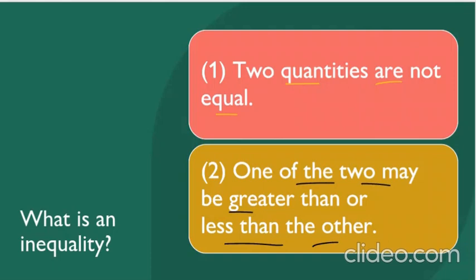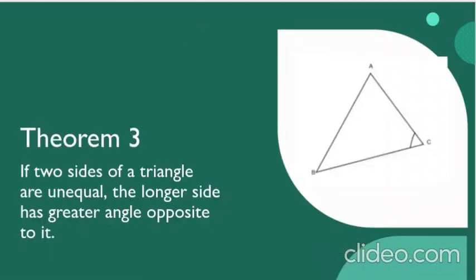So based on this, again we have four theorems. Now theorem number 3. Why theorem 3? We did theorems 1 and 2 in the previous one, right? Of the isosceles triangle. Now theorem number 3.